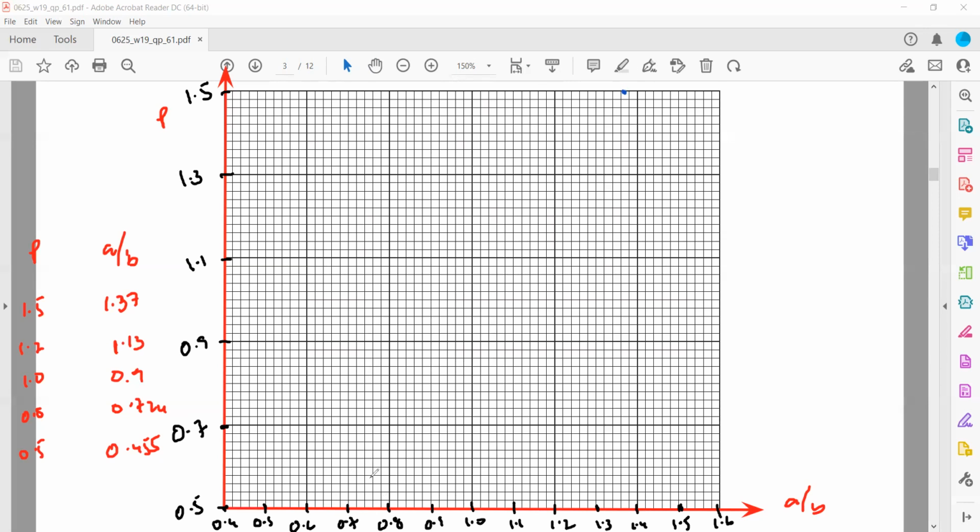Then 1.2 and 1.13. For the x-axis, between this is 0.6, 0.8, 1.0, 1.2, 1.4. So 1.2 is this value, and then 1.13. So this is 1.1, and 1.12 and 1.14, so this will be between them.